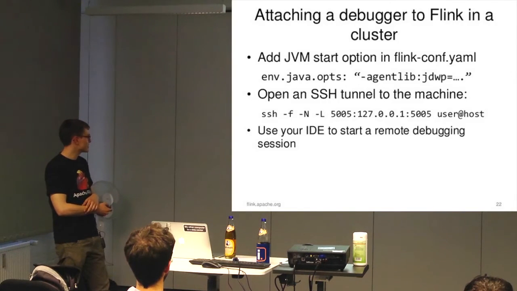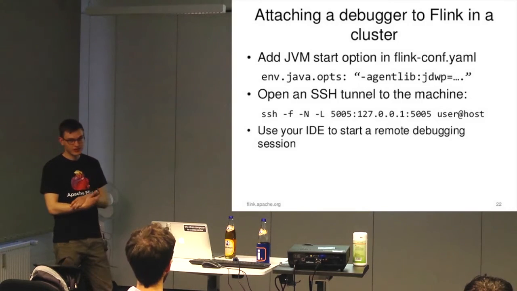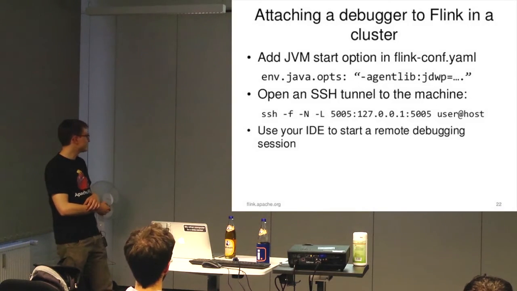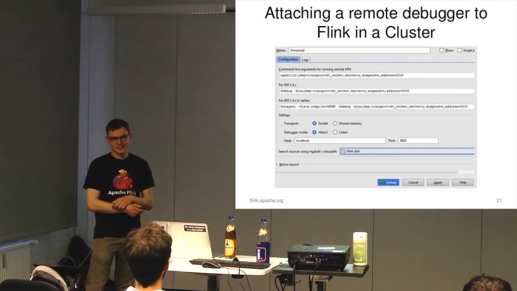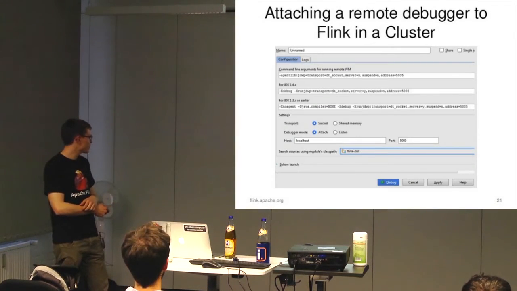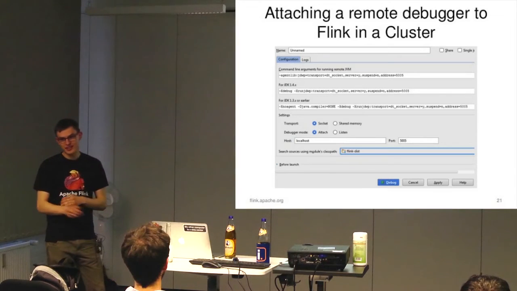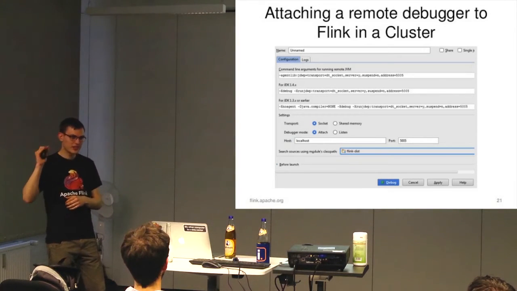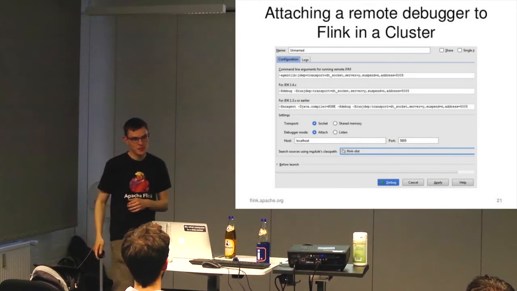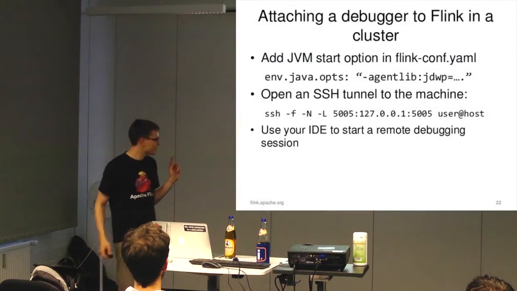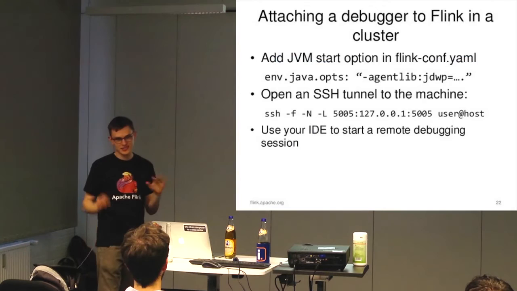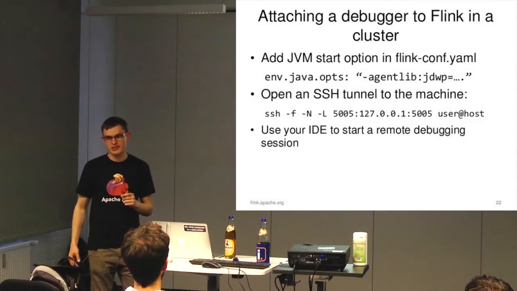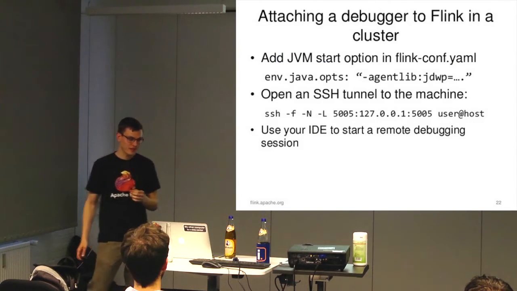And then you create a SSH tunnel to that machine where the task manager is running. And then you tell your IDE, please start a remote debugging session. And also you see here that I've put the correct class path here. And then you can really look into the Flink code as it's executing on a remote cluster. I would recommend to make the breakpoints not stop all the threads, but only your own thread, because otherwise the system will kill your task manager because it's not reacting fast enough.